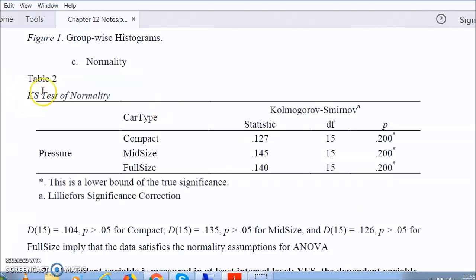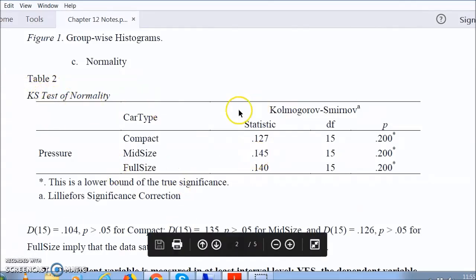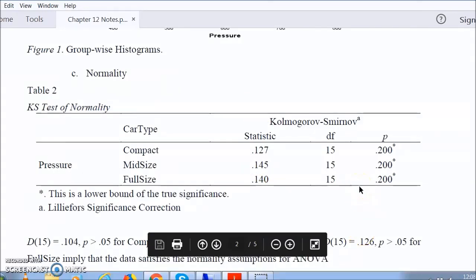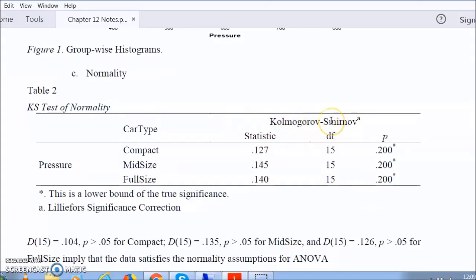I also did one of the tests for normality. You don't have to worry about how the test was done, but this test is called the KS test of normality. Here is the test name, the full form of it. We have a null hypothesis that says that it follows a normal distribution, like these three follow a normal distribution, and the alternate hypothesis says it does not follow a normal distribution.